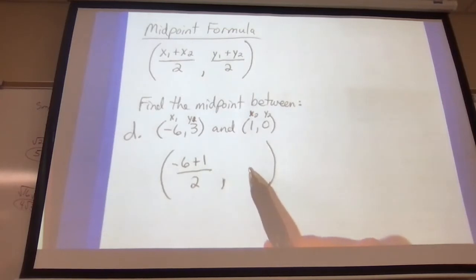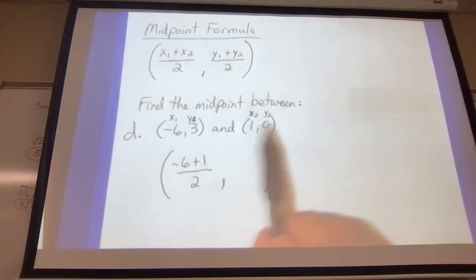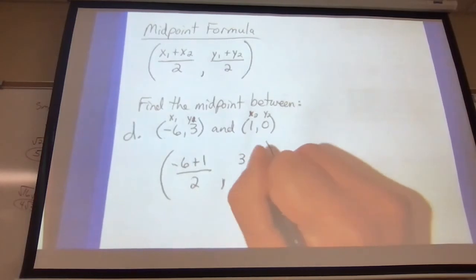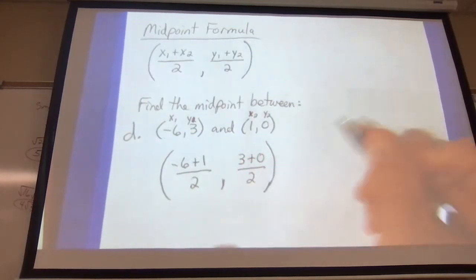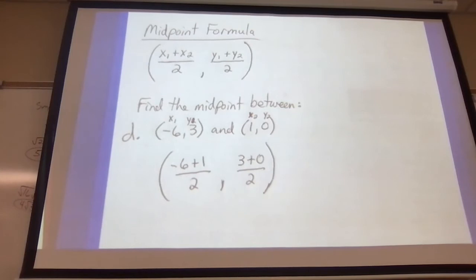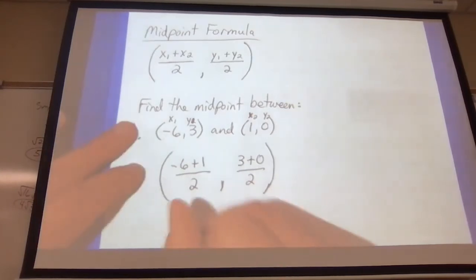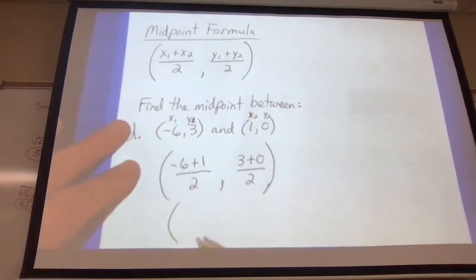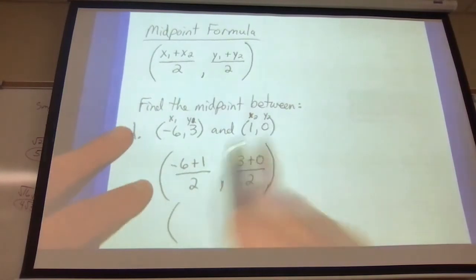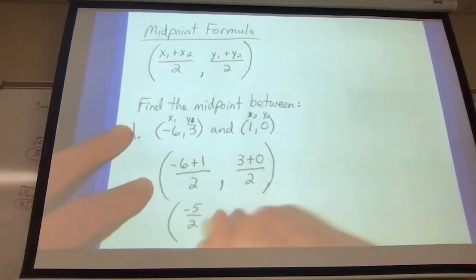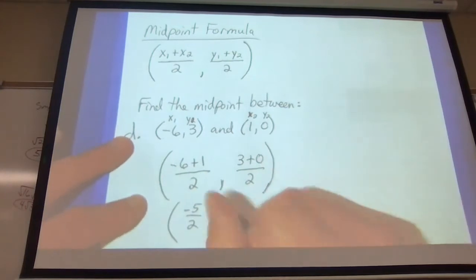Now for the second one, we'll do the exact same thing with y coordinates. 3 and 0 are the y coordinates. We'll add those together, divide by 2. And then again, it's just a matter of simplifying. Keep your parentheses because your answer is an ordered pair. -6 plus 5 is -5, over 2. 3 plus 0 is 3, over 2.